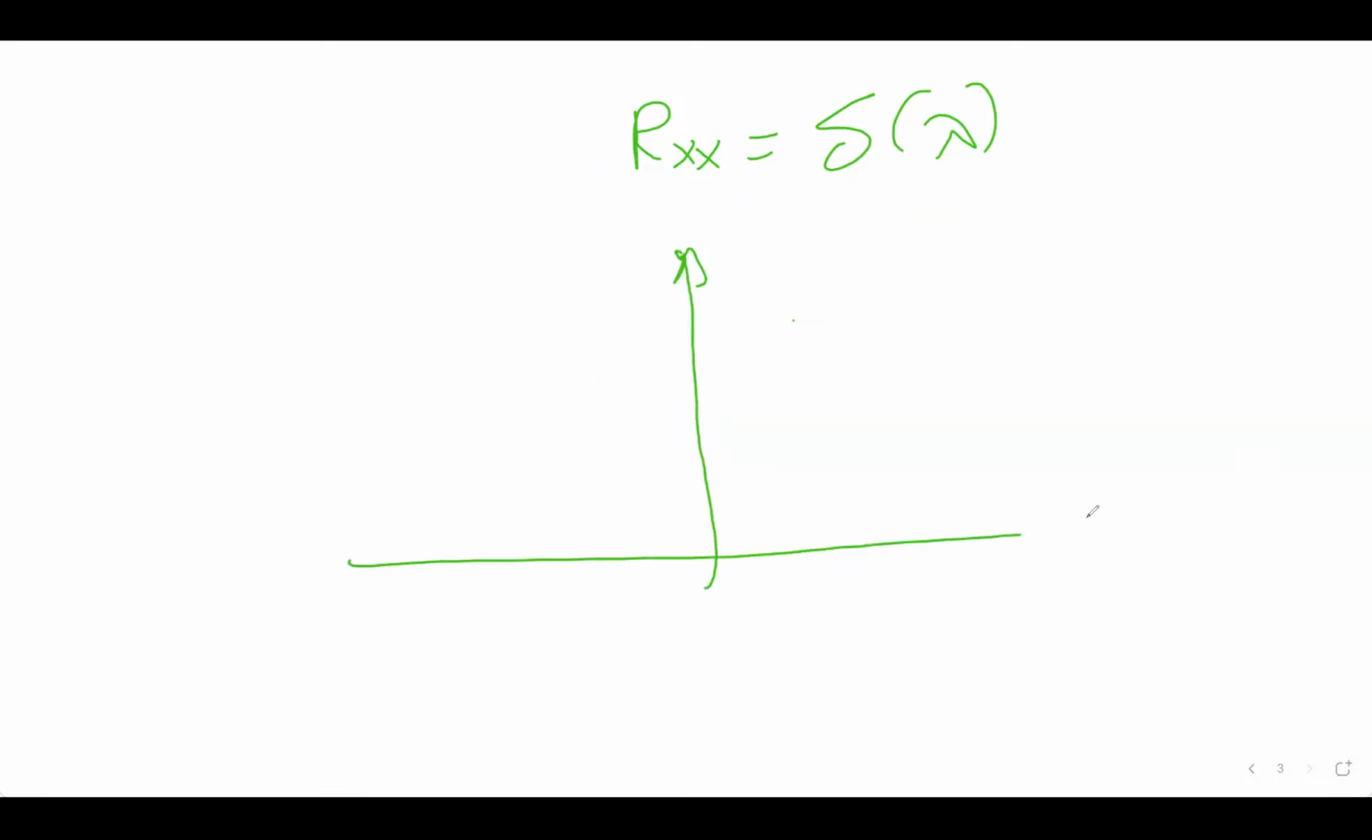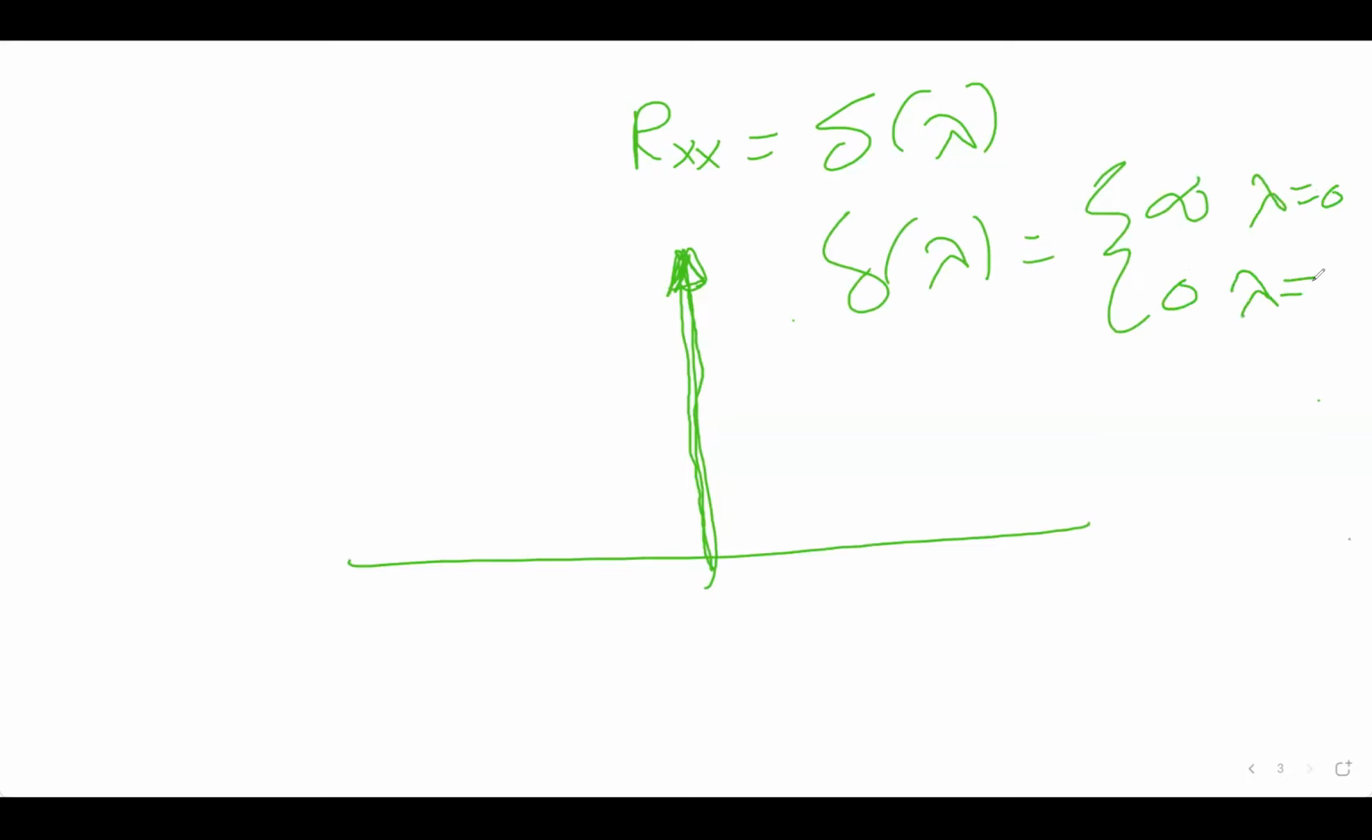The extreme case is when the correlation becomes equal to delta of lambda. What is delta? Delta is the Dirac delta function. It is not really a function, but they call it a function. The Dirac delta is defined as infinity for lambda equal to 0, and equal to 0 for lambda not equal to 0, and the integration of delta of lambda from 0 minus to 0 plus d lambda equals 1. It means that the area under the Dirac delta is equal to 1, but it is undefined at lambda equal to 0.